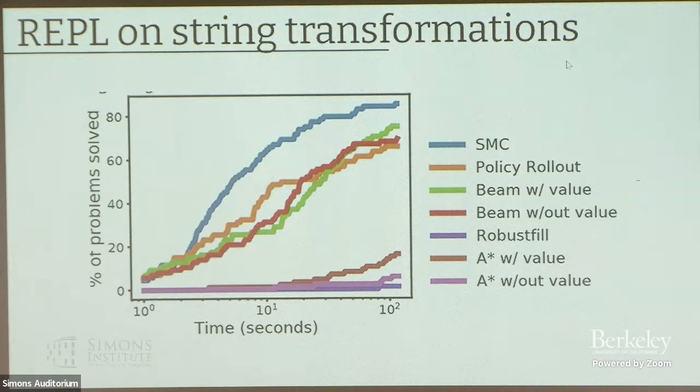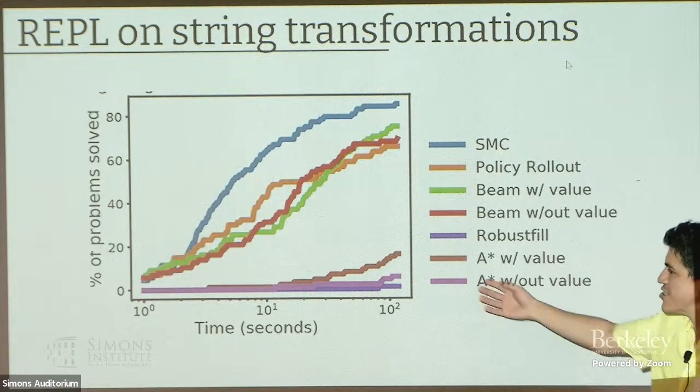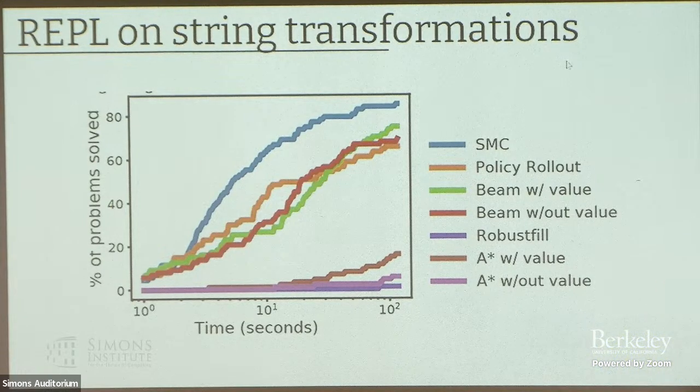And one of the things that we did as part of this work was to explore lots of different strategies for how to deploy these policies. You have this policy, which gives you a set of probabilities about which action you should take next, and you have this value function. It turns out you can use them in many different ways. You can use A star, for example, and just use the value function as your heuristic for A star.